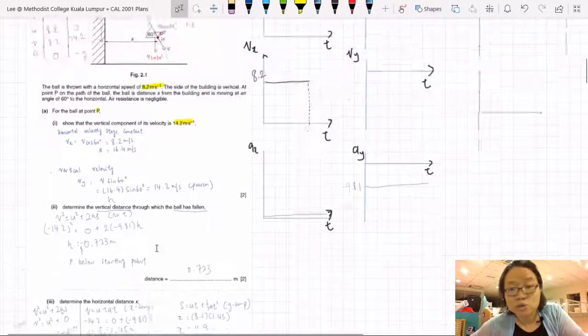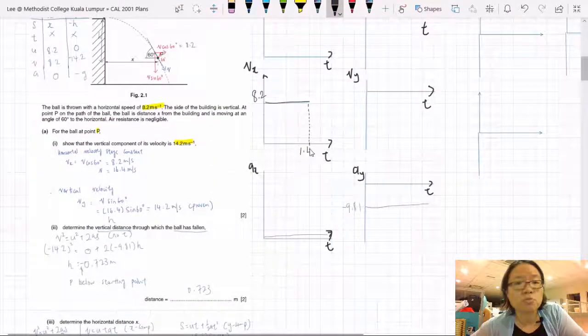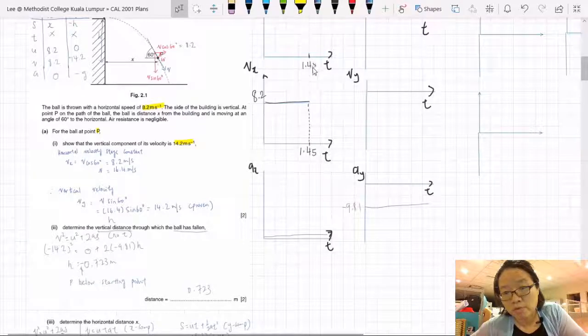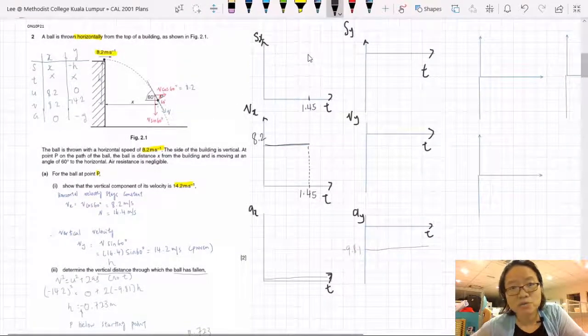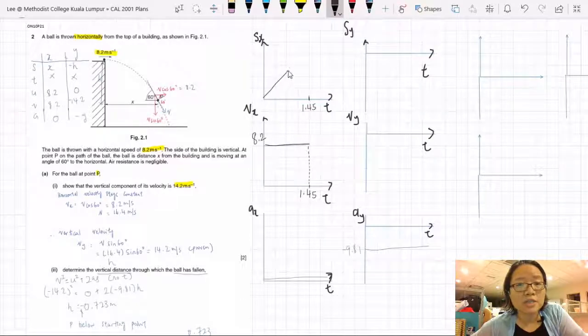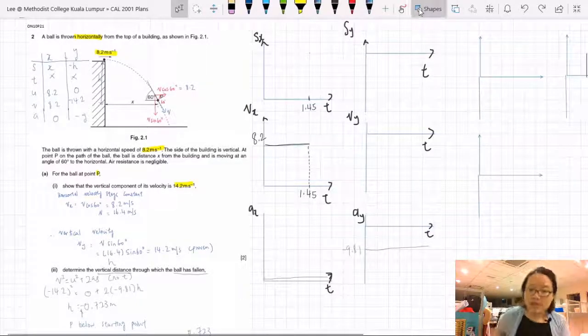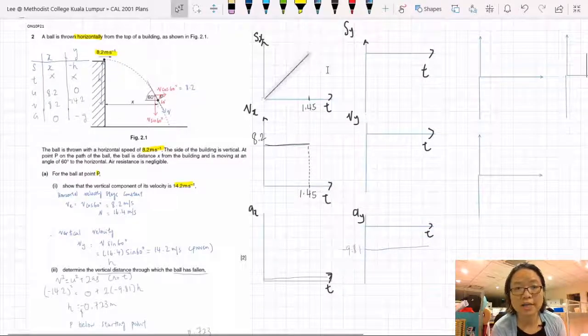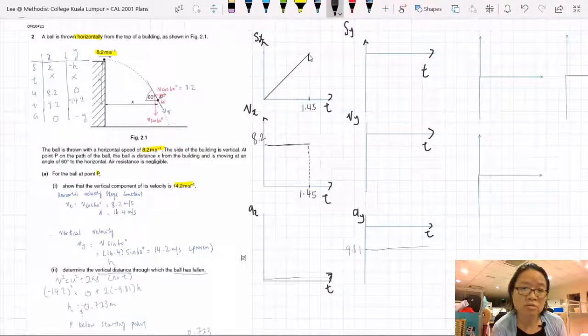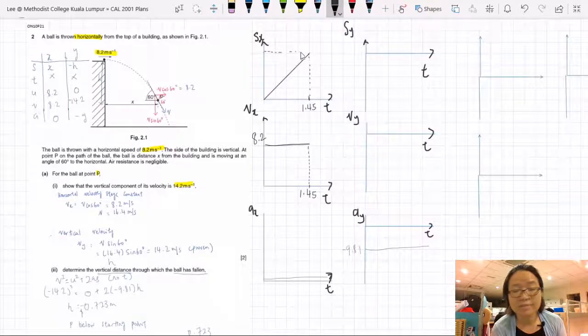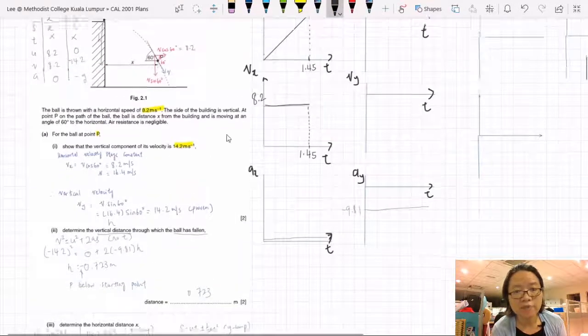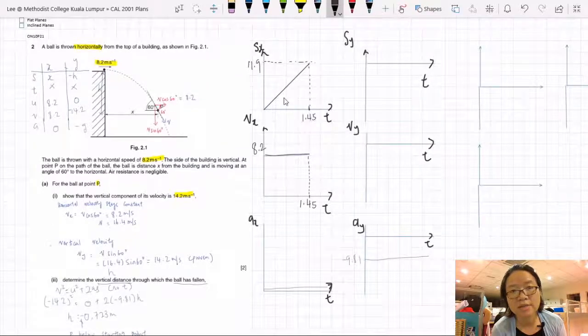Wonderful. So we want to stop the graph at point P. Point P is 1.45. You need 1.45 seconds to reach there. If it's a constant velocity, then the gradient of your S should be constant. It should be a straight line. So this is X, the value of X, or Sx, and it would have traveled a horizontal distance of 11.9 meters.